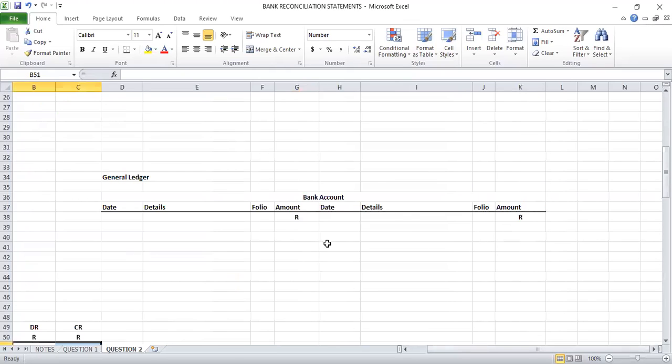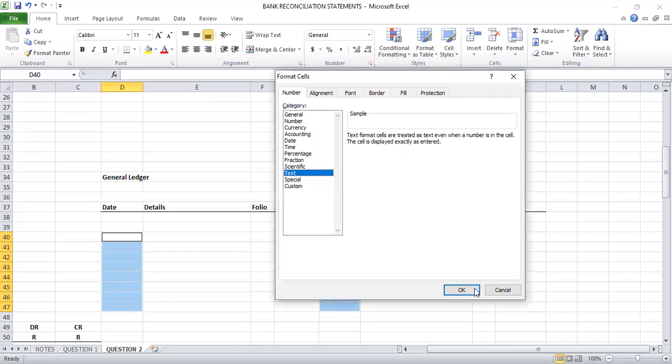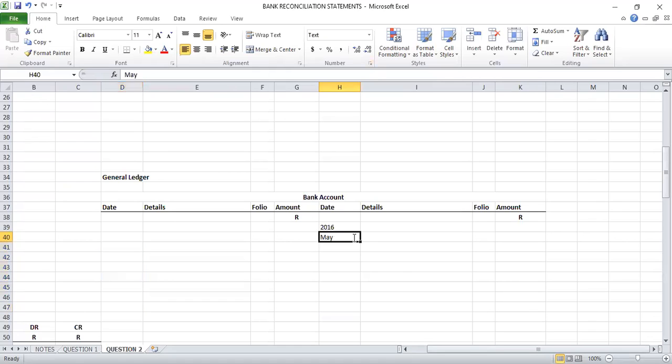If it was a debit, you'd record it on the debit. If it was a credit, you'd record it on the credit. So that is 2016, and you'd record it on the first day of the month. So that's May. Right, so that's May 1.